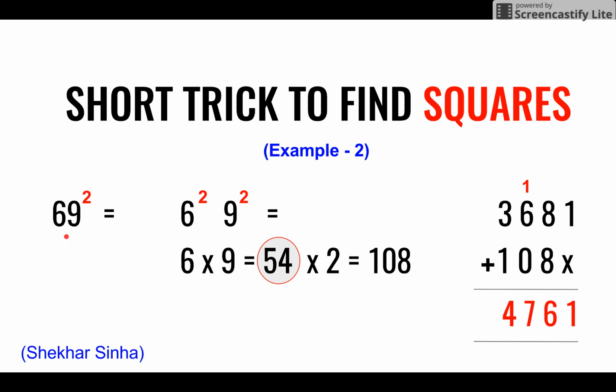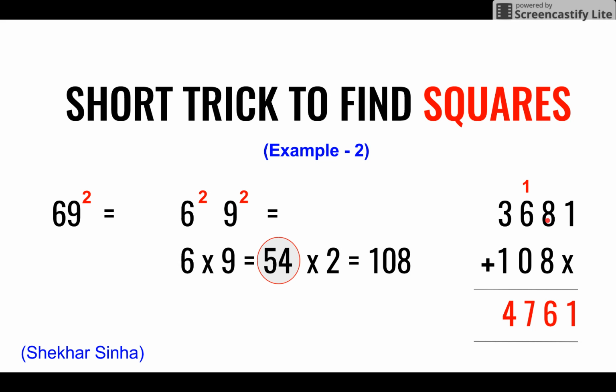Square of 69. My step 1 was the square of these two individual numbers. That is 6 square is 36 and 9 square is 81. Then in step 2, we will multiply these two numbers. 6 into 9 is 54. Double of 54 is 108. We multiply this number by 2, so it becomes 108. I left the unit digit space and I wrote 108 below these numbers. And then I added it.